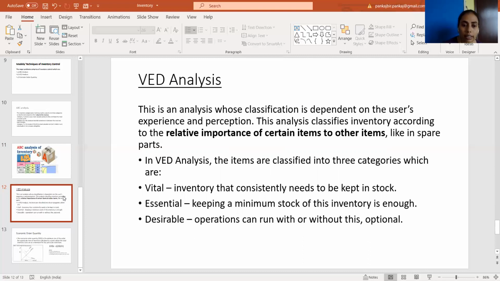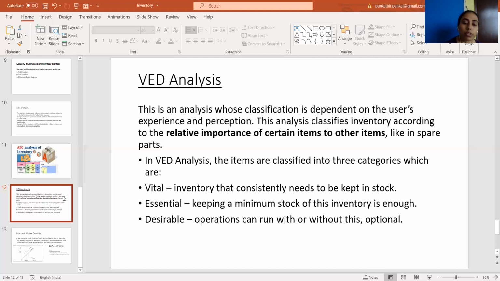The first category is V category, the second category is E, and the third category is D category. V stands for vital inventory. Vital inventory is inventory that is constantly needed to be kept in stock. If you are producing different kinds of goods, some goods may be your market leader product, or you have a monopoly in certain goods, so they need to be stocked up on a continuous basis. Such kind of inventory should be kept in the vital category.